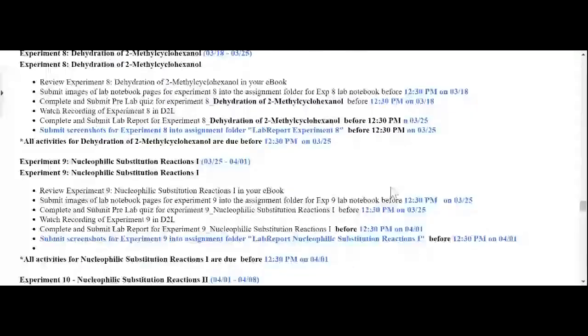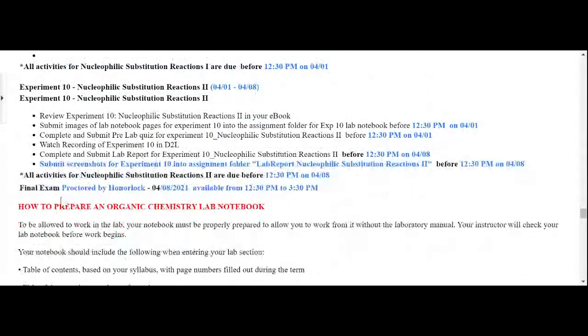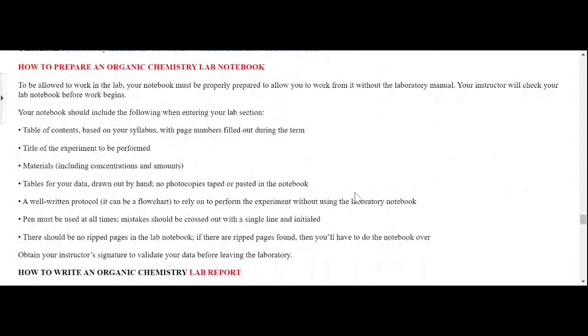They are all in a very similar format until we get to the final. The final exam is honor log proctored and is going to be available during your class time. Now for your question, Elizabeth, how to prepare the lab notebook and the lab report. These are 2 separate documents.